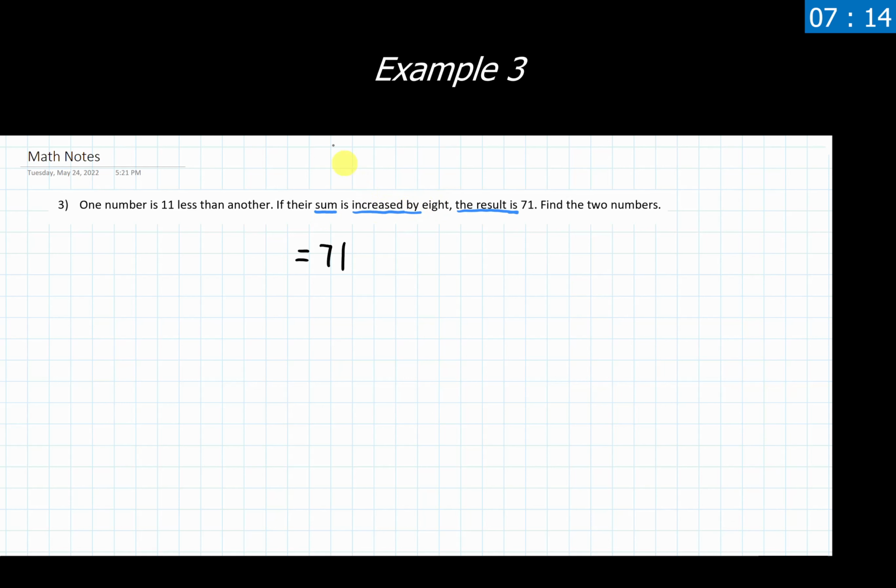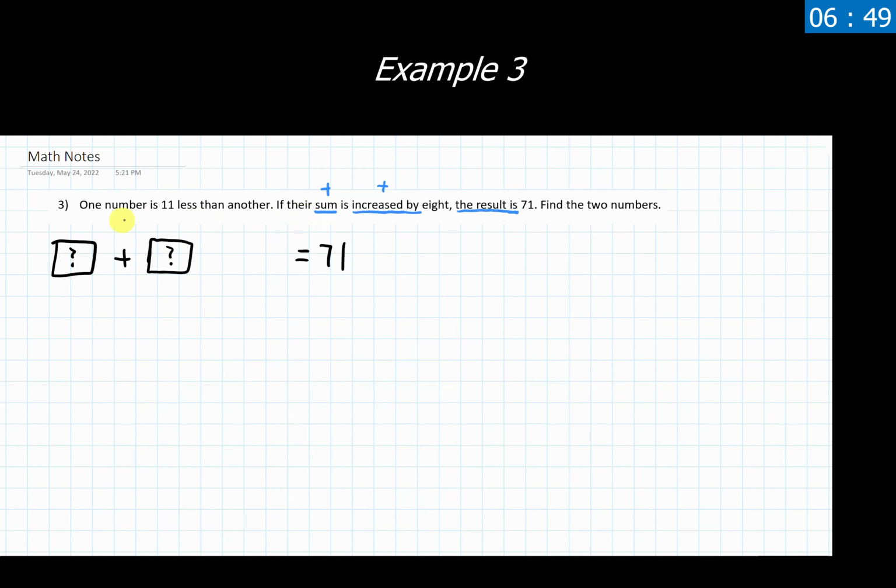That sounds like it's going to be addition. So I'm going to have addition showing up between the numbers, and I'm also going to be adding on an additional 8 here as well. So let's make a little display for ourselves. We've got our first number. We're adding that with our second number. We have a sum here.